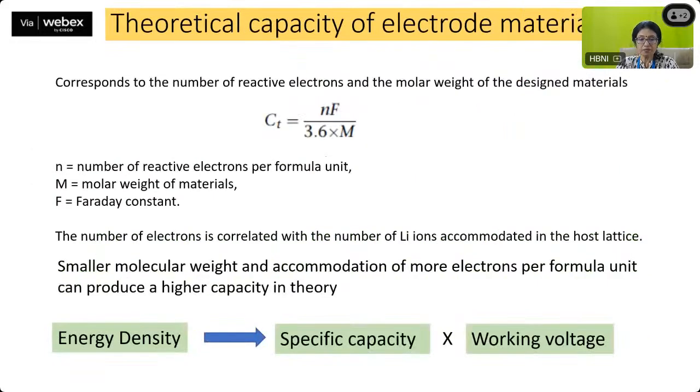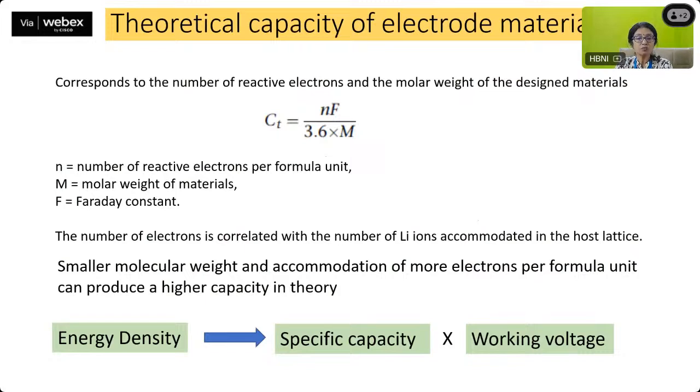What is the theoretical capacity of the electrode materials? This corresponds to the number of reactive electrons and the molar weight of the designed electrode. So when we say the theoretical capacity of this particular anode is this much, how will I say it? We have N, which is the number of reactive electrons moving in that particular electrochemical reaction. F is the Faraday constant, and M is nothing but the molar weight of the material. The number of electrons is correlated with the number of lithium ions accommodated in the host lattice. This host lattice is nothing but your anode, because the cathode is anyway lithium rich.